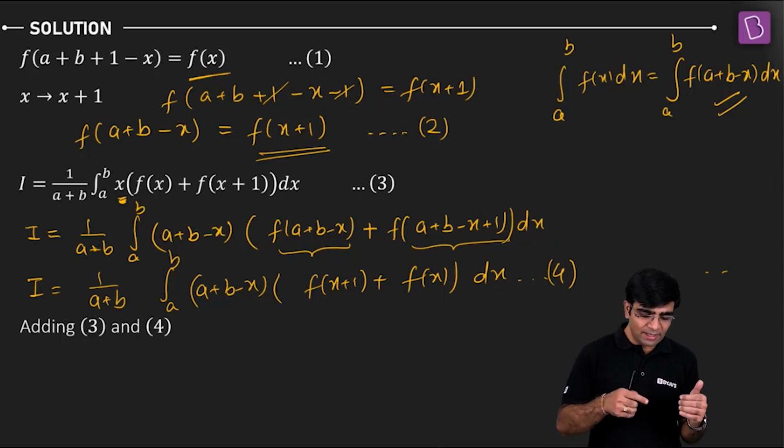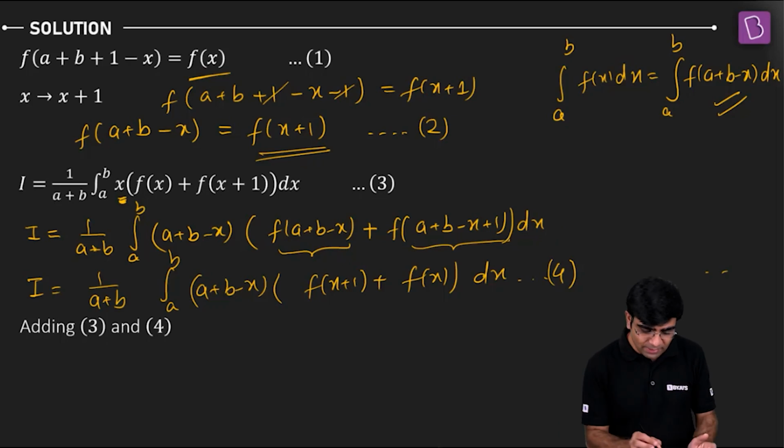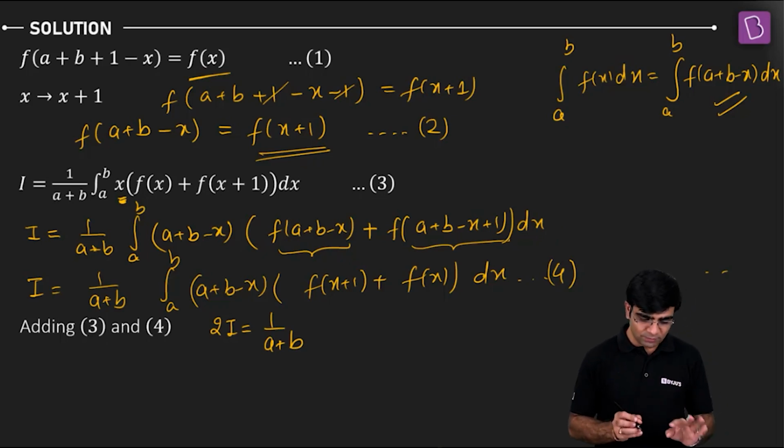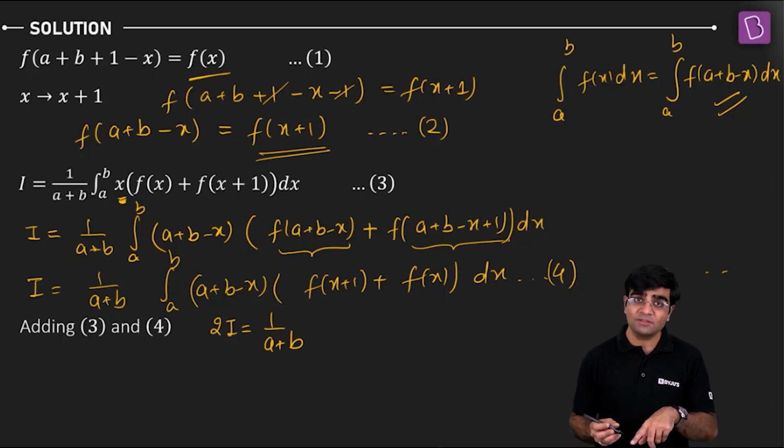Only that x and a plus b minus x, that is where they differ. Okay, so let's quickly add them. The moment when I add both of them, what will I be getting? I'll be getting 2I is equal to 1 upon a plus b, which will be common in both of them. I know that f of a plus b minus x is also common in that one.